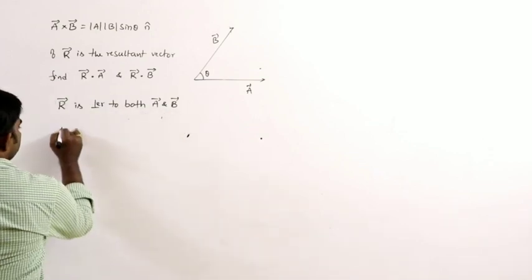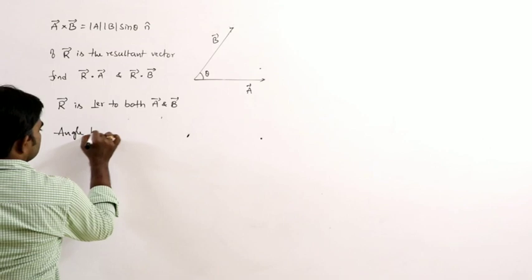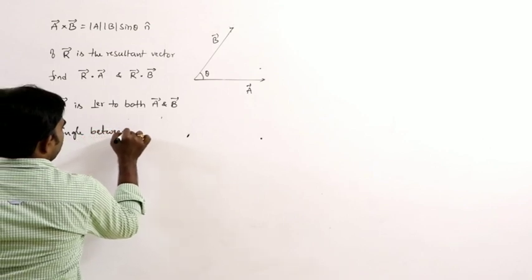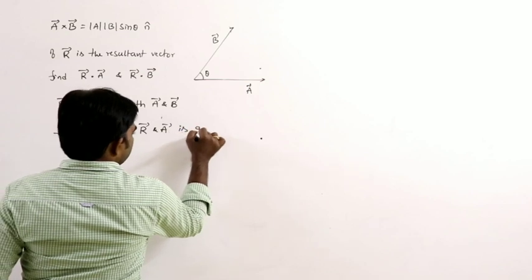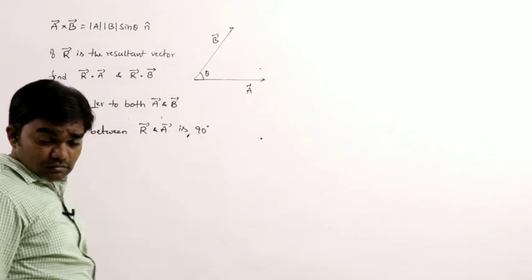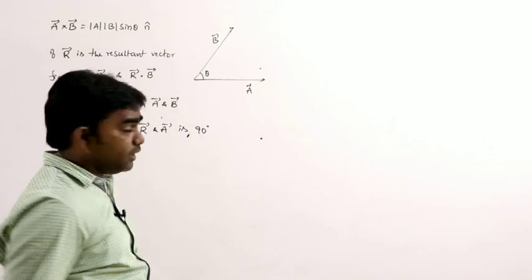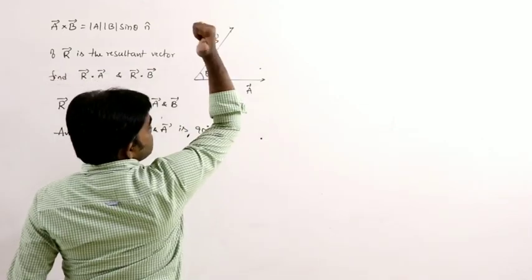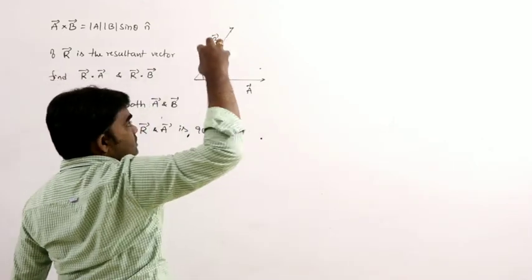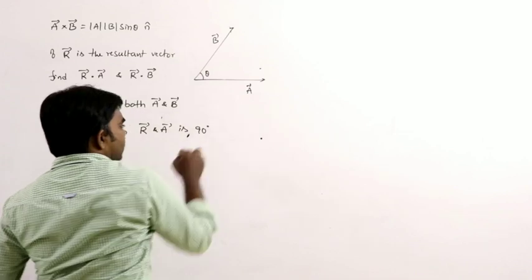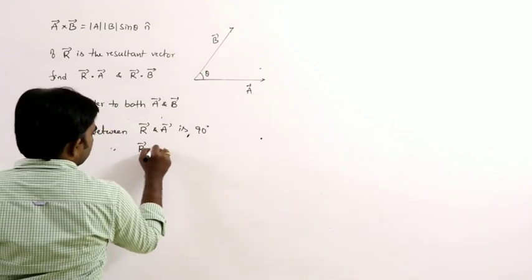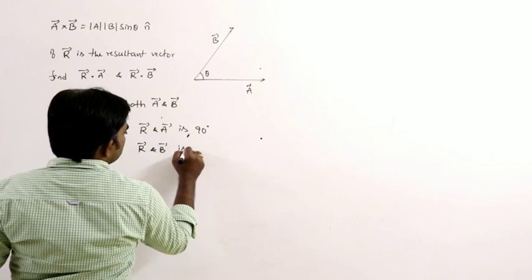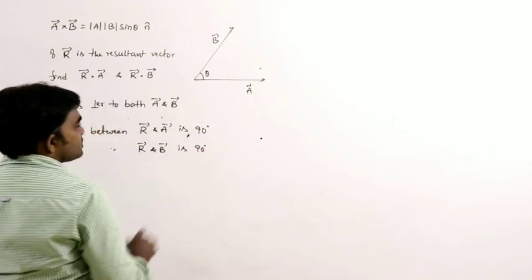So now the angle between r bar and a bar is 90 degrees. This is the direction of r bar, outwards. The angle between r bar and a bar is 90. In the same way, the angle between r bar and b bar is also 90 because it is perpendicular.